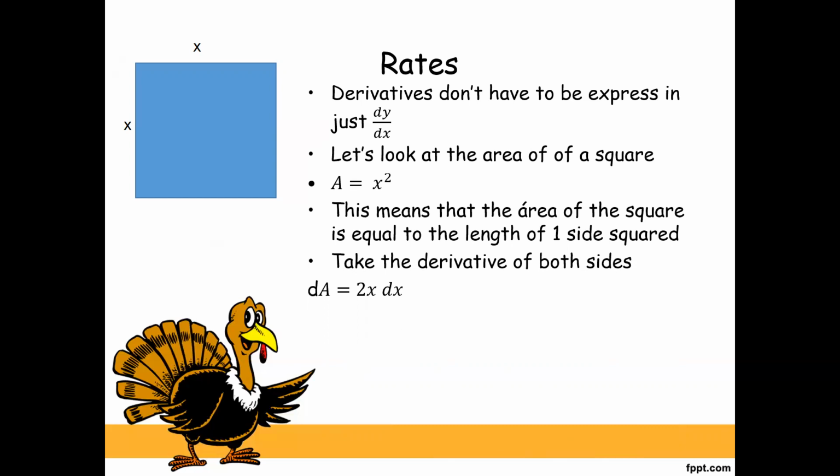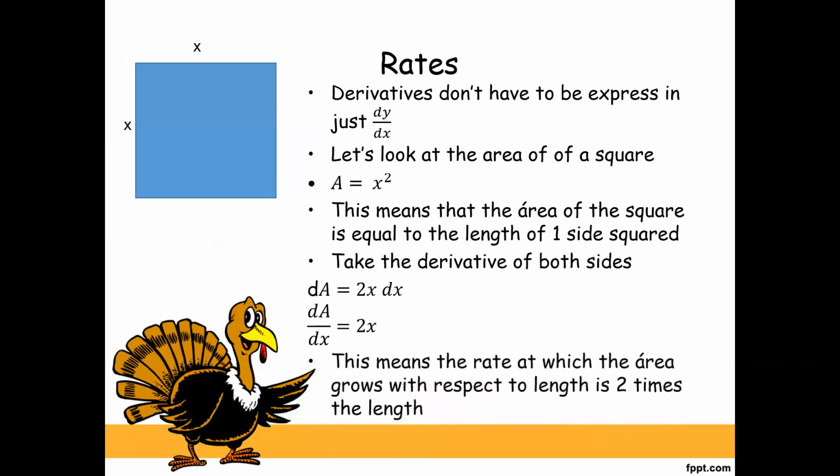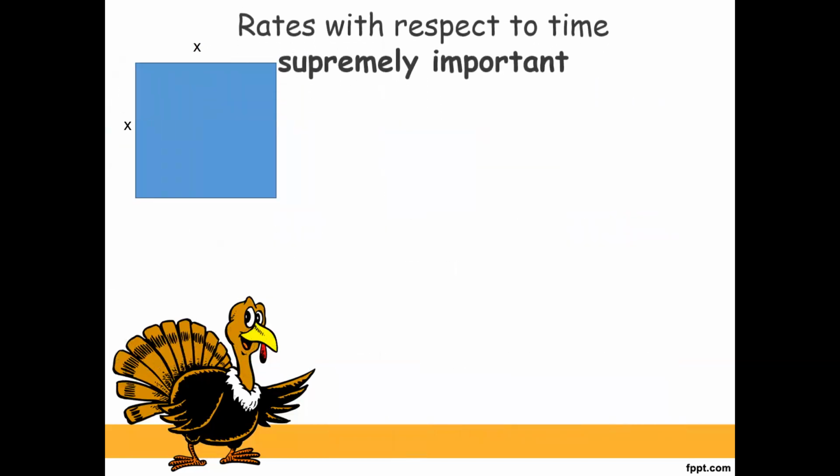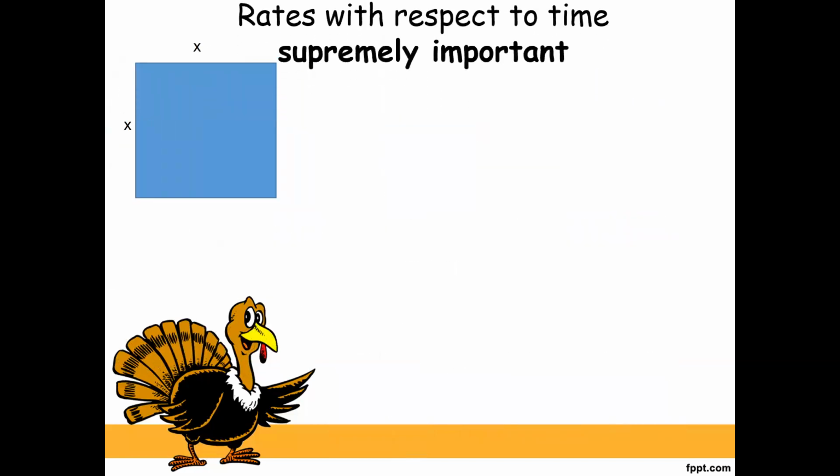We could divide both sides by dx, and we get the rate of change of A with respect to x is equal to 2 times x. Now, this means the rate at which the area grows with respect to the length is 2 times the length, which really doesn't mean all that much. Because when I think about rates, I think about time. So this slide right now is supremely important.